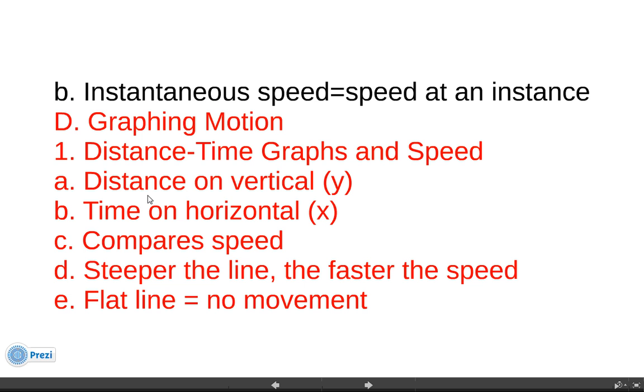You put the distance on the vertical axis, the y-axis. Time goes on the horizontal axis, which is the x-axis. Distance time graphs will compare the speed of an object. The steeper the line, the faster the speed. And if it's a flat line, there is no movement.